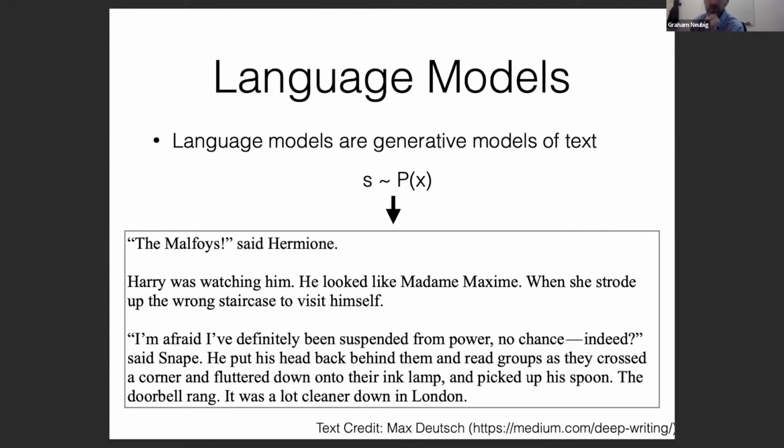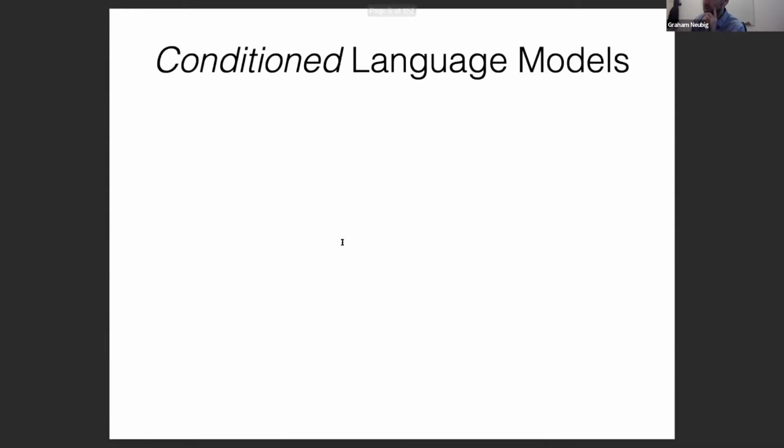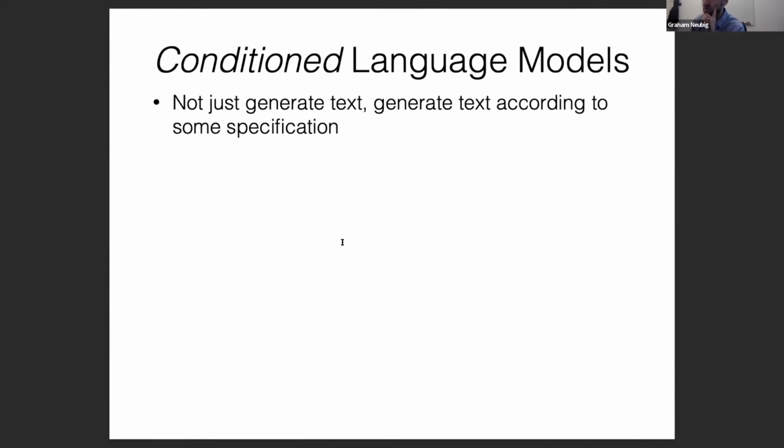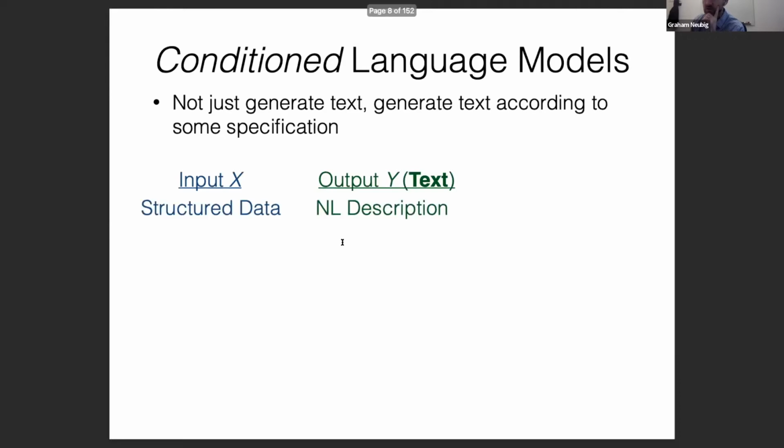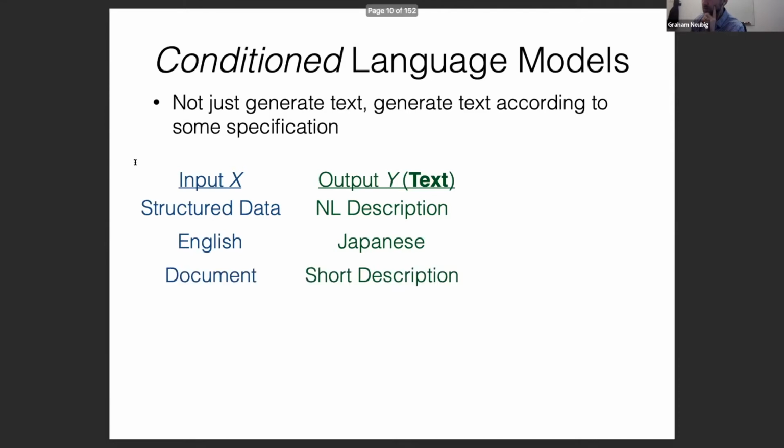There's also conditional language models. And conditional language models don't just generate text, but they generate text according to some specifications. So if we have our input X and our output Y, our input X could be structured data, output Y could be a natural language description. What we're going to talk about this time is translation. So input X could be English, output Y could be Japanese. Our input X could be a document, output Y could be a short description.